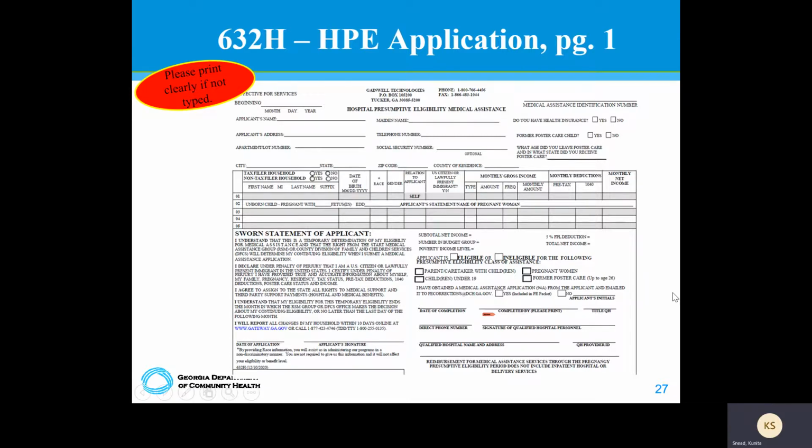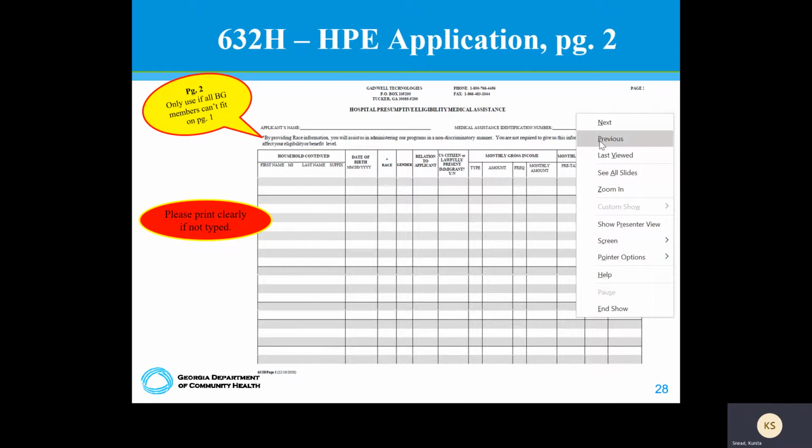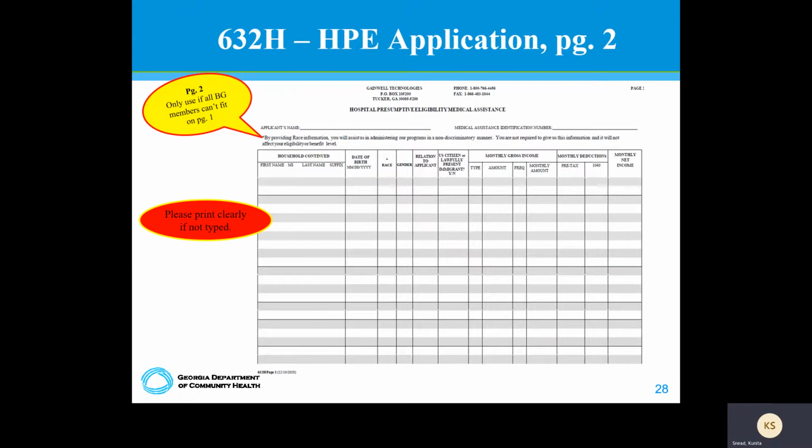There are 2 pages to this application. The first page is where all of your information is really going to go. The second page is only going to list other people that need to go on this application but cannot all fit on page 1, because on page 1 you really only have 4 lines for 4 people. So if they have more than 4 people to input on this application, you're going to put 4 people on page 1, and then you're going to put the remaining people on the second page.